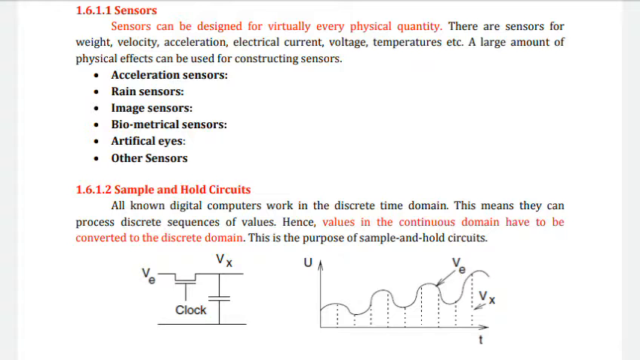Then sample and hold circuit. We all know the digital computers work in a discrete time domain. So this means that they can process the discrete sequence of values. Hence, values in the continuous domain have to be converted to discrete domain. That is, in the digital computers, we are using discrete signals, not continuous signals. For this purpose, we are using this sample and hold circuit.